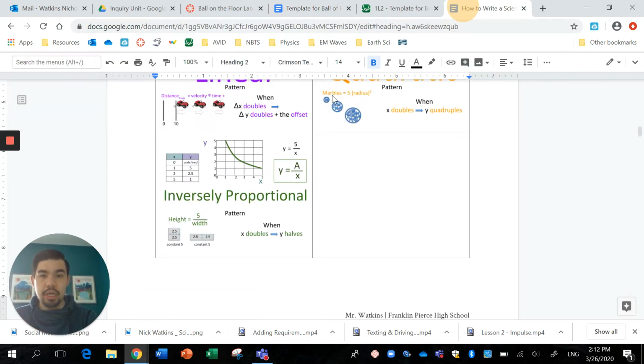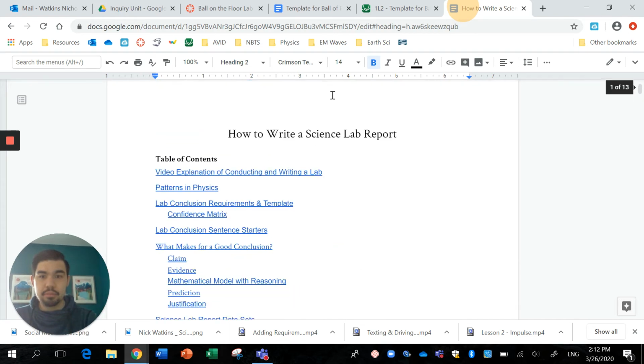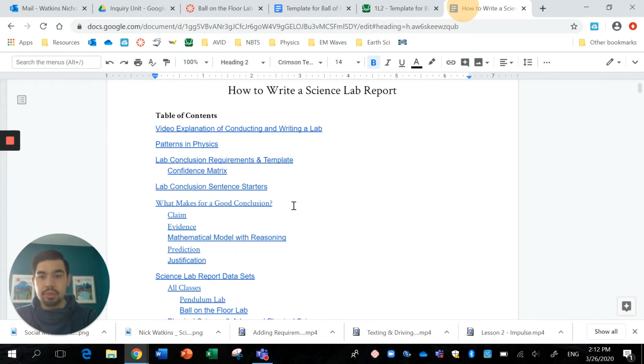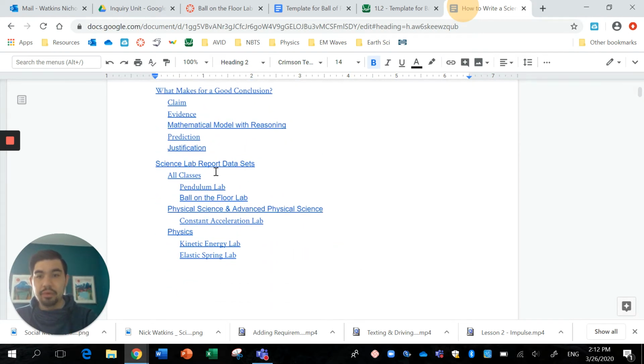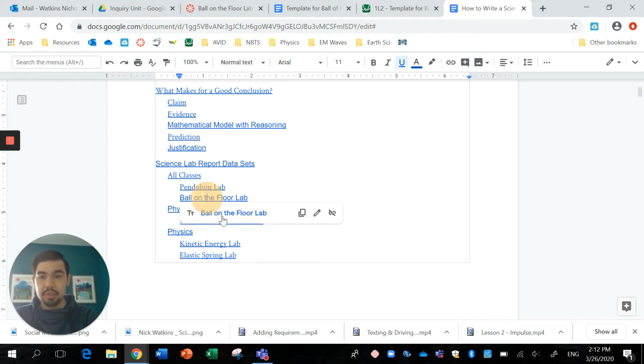So if you're looking at our guide, we go back to the top. You will notice towards the bottom, I have some science lab report data sets. So let's say you need to make up the ball on the floor lab. You were not here, you missed it, it's not complete, whatever. So you find the lab that you still need to complete. All right, let's click on that.